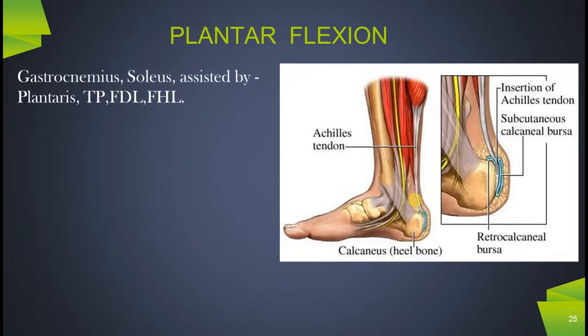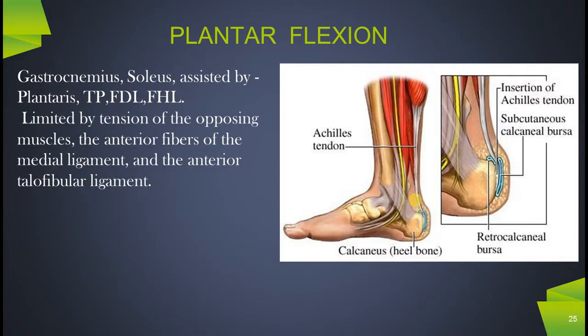So the main muscles acting on the tendocalcaneus are, naturally, gastrocnemius and soleus, assisted by the tibialis posterior, flexor digitorum longus and flexor hallucis longus. Too much plantar flexion is again checked by the anterior fibers of the medial ligament, the spring ligament, and the anterior talofibular ligament. There it is actually the calcaneofibular which checks the dorsiflexion. Here plantar flexion is checked by the talofibular ligament.